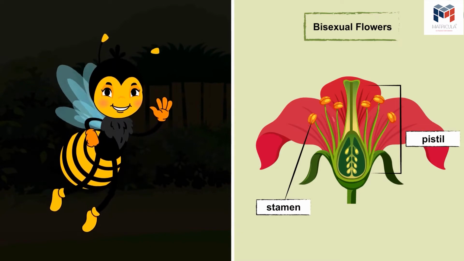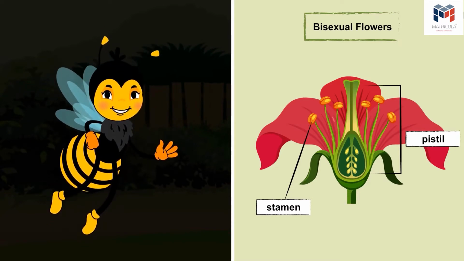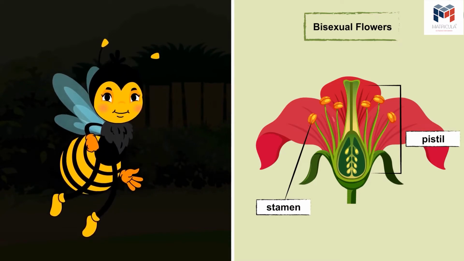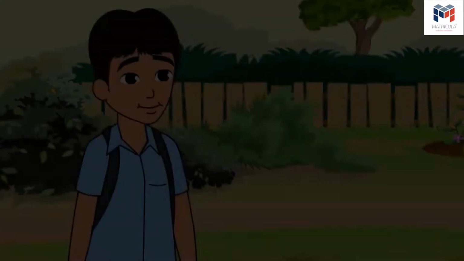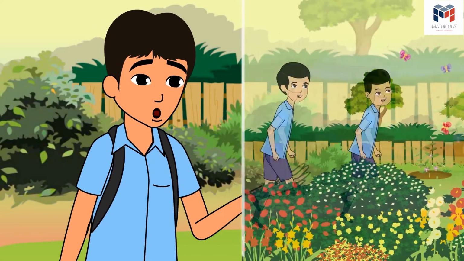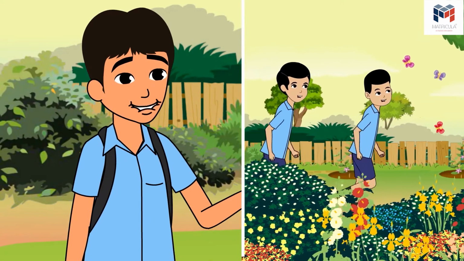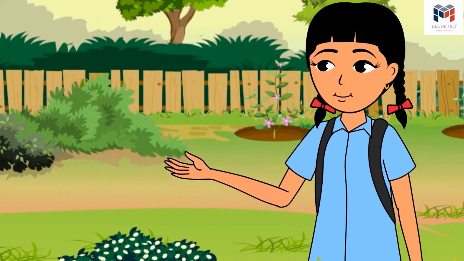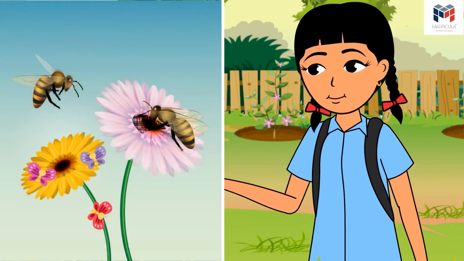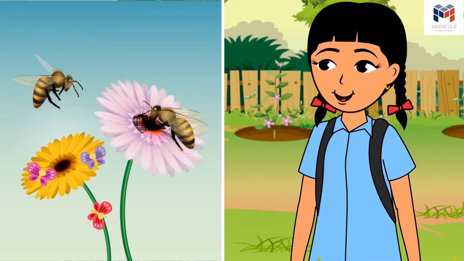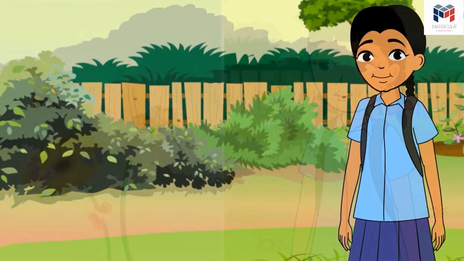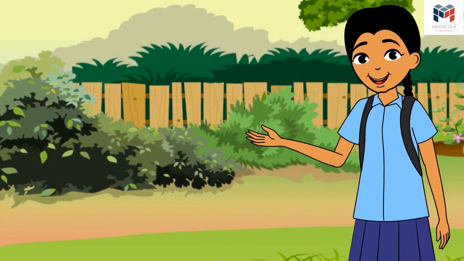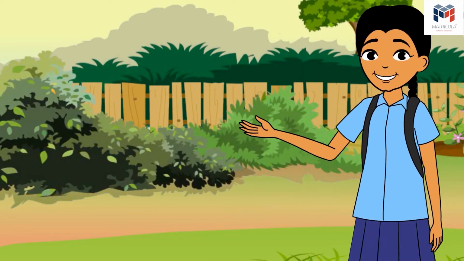The male reproductive part is known as the stamen and the female reproductive part is known as the pistil. Look at Raja and Vijay, how they are running after the butterflies. Where there are so many flowers, it is obvious to have a lot of butterflies and honeybees. Yes, because they get to suck the nectar of so many flowers.